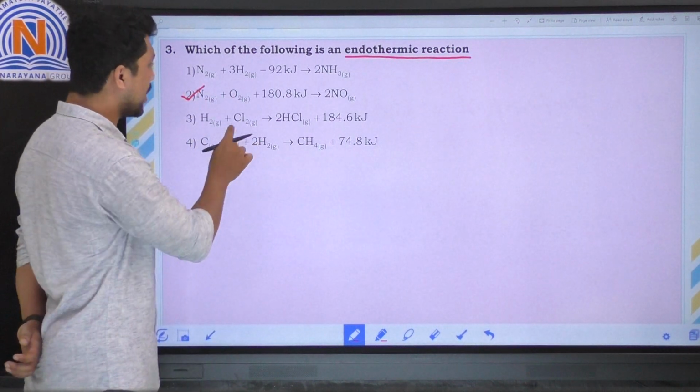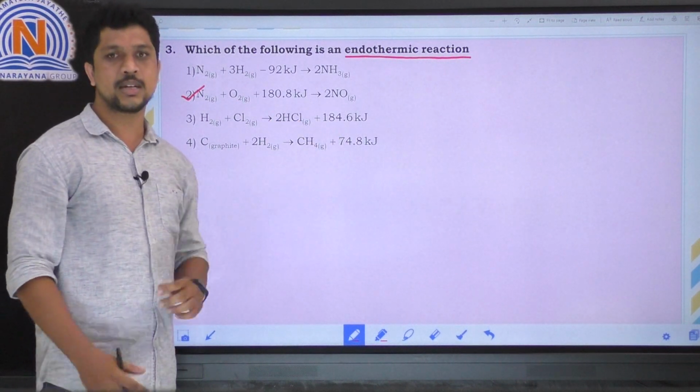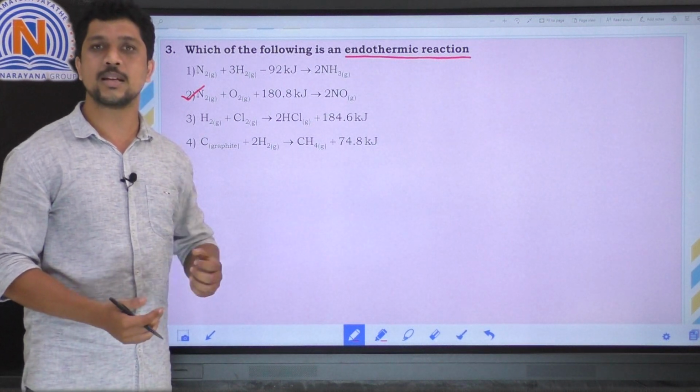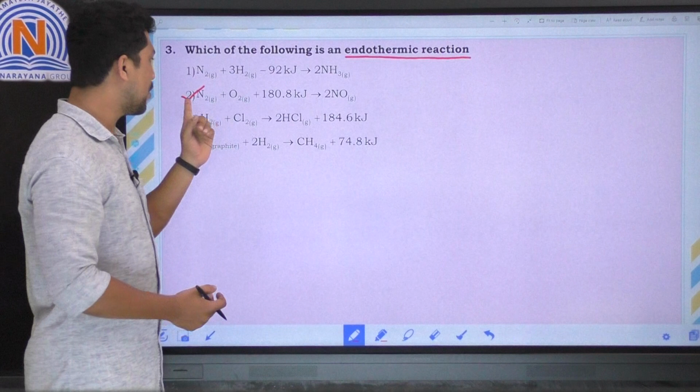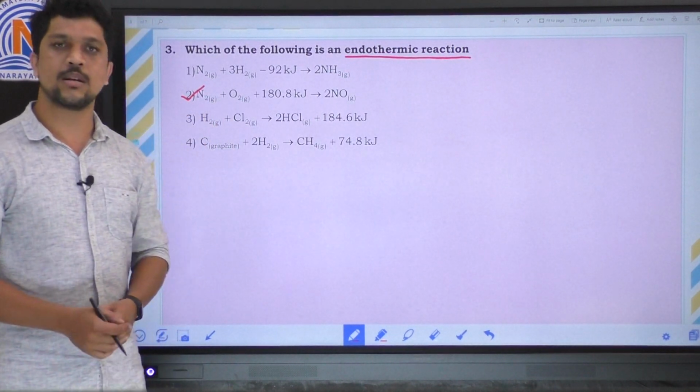When you see the third and fourth options, in the products they are releasing the heat energy, right? If they release the heat energy, that is an exothermic reaction. So the one and only second reaction is the endothermic reaction. Let's move on to the next question.